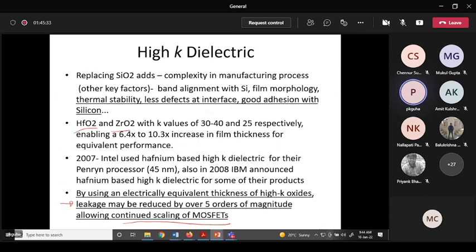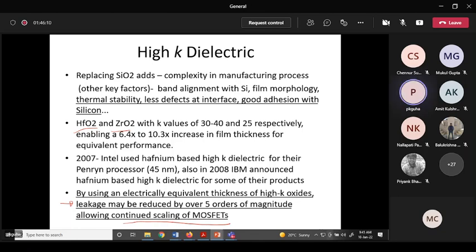But the thing is, there are other problems. One of the problems which Surendra pointed out is self alignment. What is self alignment? Now, what we usually do, we make the gate, and then the gate acts as a masking layer for source and drain.